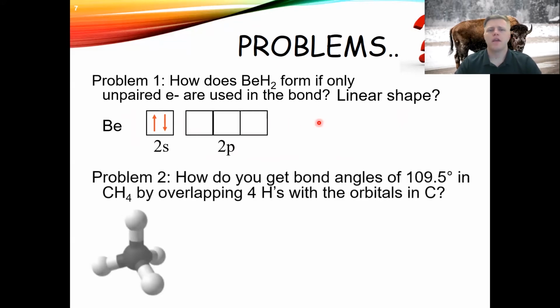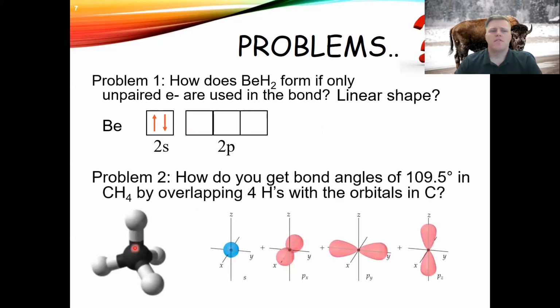And then the next problem kind of follows along with this. In CH4, like I'm showing you here, this guy has bond angles of 109.5 degrees. How do you get angles of 109.5 by overlapping a sphere and then these orbitals that are all along the axes? If you take these, that would predict all your bonds would have to be 90 degrees away from each other, not 109.5. So I guess either 90 degrees or 180, but certainly not 109.5. So what's the solution to this?